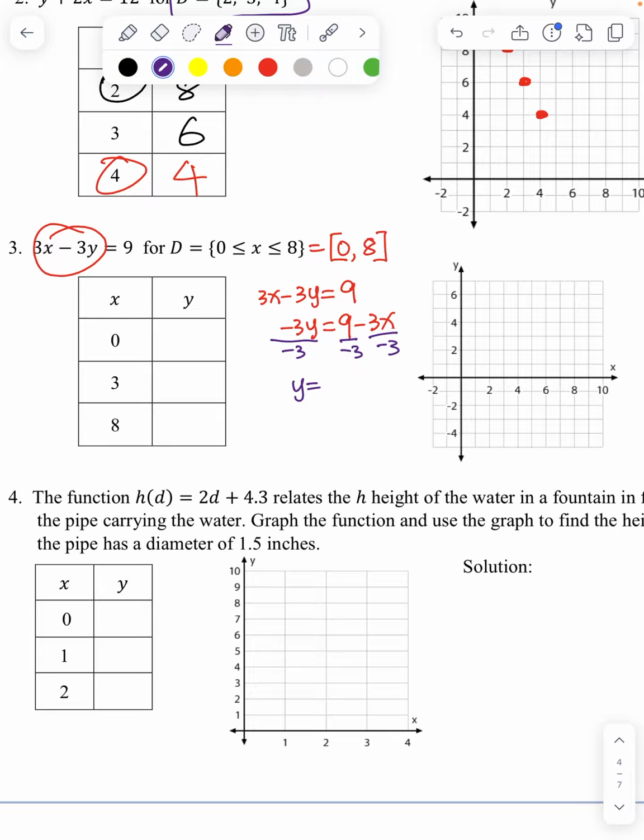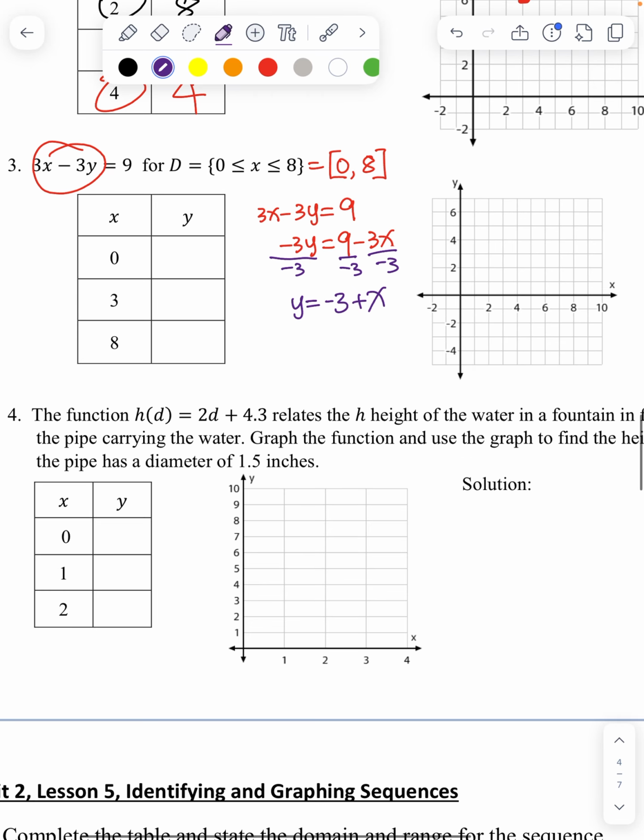Negative 3x divided by negative 3, so negative divided by negative, that's positive. So positive, 3 divided by 3, that's 1. We don't need to write out 1, so x. So y equal to negative 3 plus x.